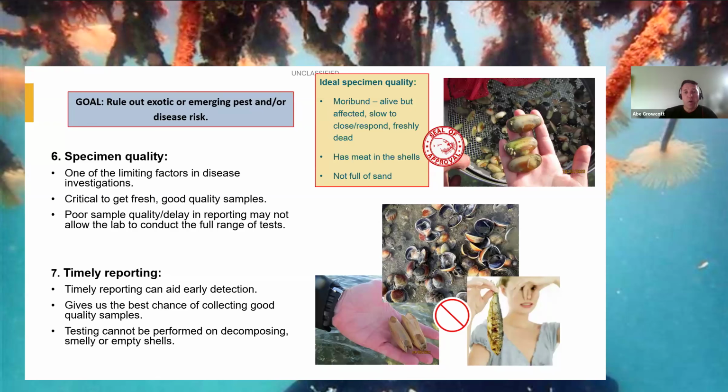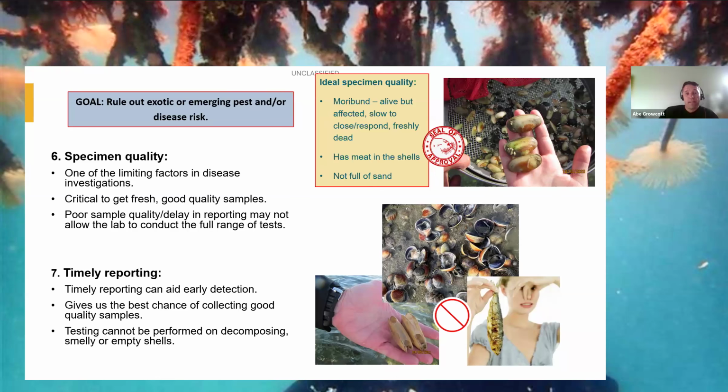And this slide is just a flow on from that. A good descriptor I heard is that if you want to have high quality samples submitted to a lab for disease testing, it needs to be good enough to eat. If it's rotting or decomposing, you won't be able to conduct the required tests because there'll be secondary bacterial infection confounding those results. So timely reporting and high specimen quality is key.